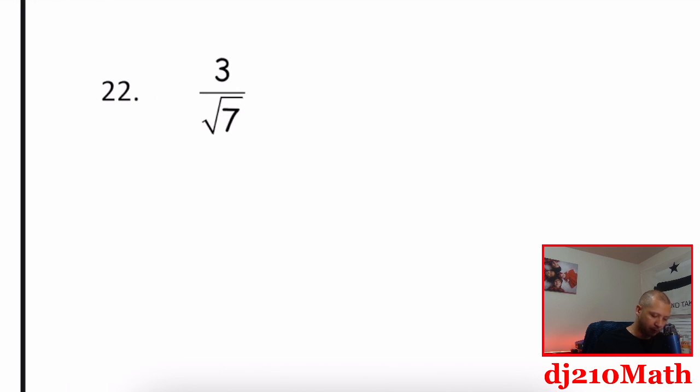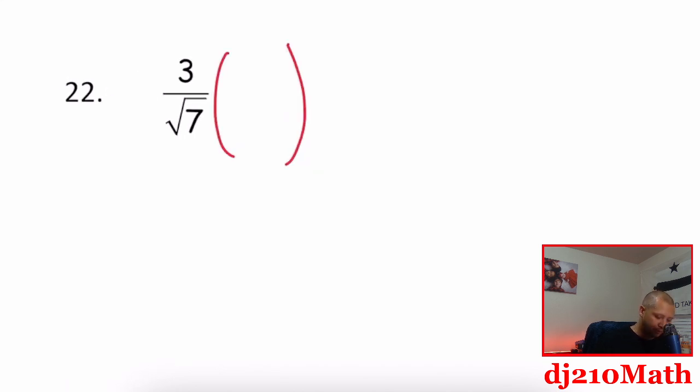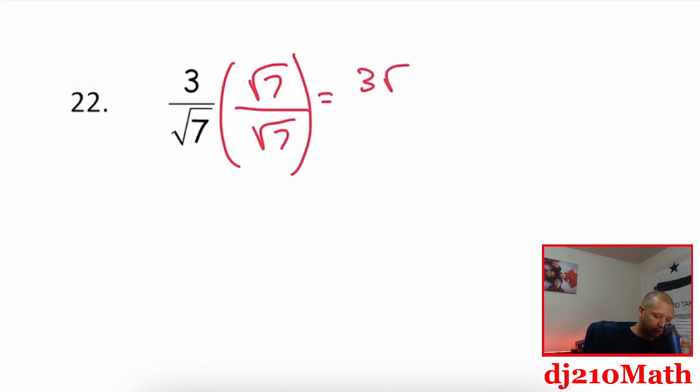All right, 22. Again, root 7 on the bottom. That's bad, essentially. So root 7, root 7. Whatever that square root is, that's immediately what you write top and bottom, and we're going to multiply. So this is 3 root 7. 7 times 7, 7. Root 7 times root 7 is 7, because root 49 and the square root of 49 is 7.